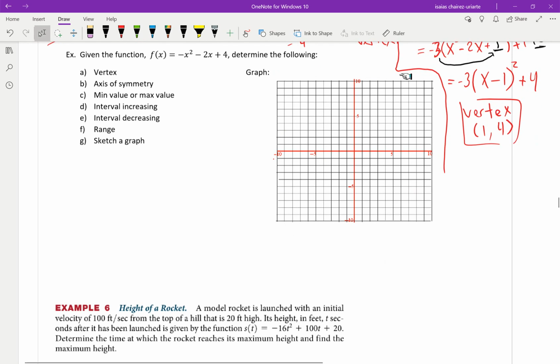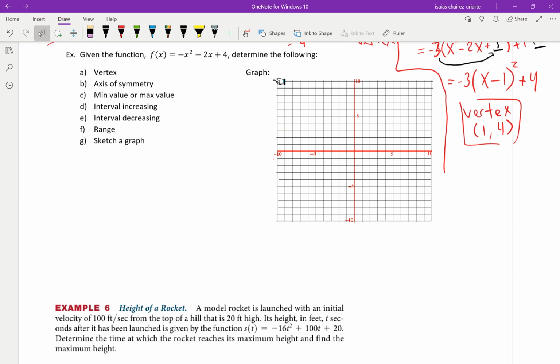So you were given a quadratic function in standard form, and you're going to have to find the vertex, axis of symmetry, determine whether the vertex is a minimum or a maximum, and find the intervals where the quadratic is increasing, decreasing, tell me the range, and give me a little sketch of the graph. So pause the video, take a few minutes, see if you can come up with the graph and all of this information on your own.